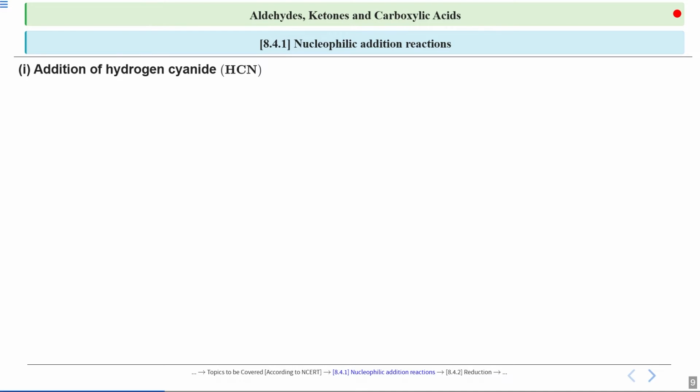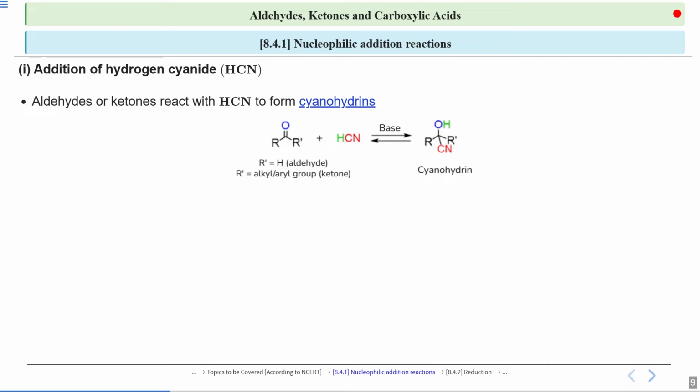First is the addition of hydrogen cyanide. So hydrogen cyanide or HCN, these reactions form compounds known as cyanohydrins. So when aldehydes or ketones react with HCN, they form cyanohydrins. Now, if you look at this particular reaction, you will see there is an aldehyde. If the R dash group is H, we can call it an aldehyde. Okay, and where R dash is equal to an alkyl or aryl group, we can call it a ketone.